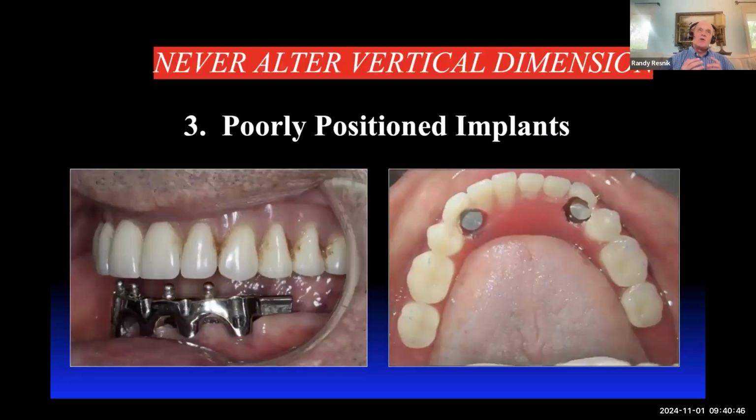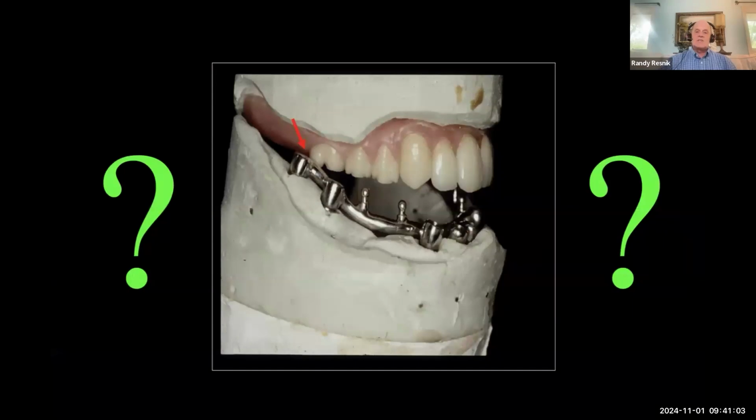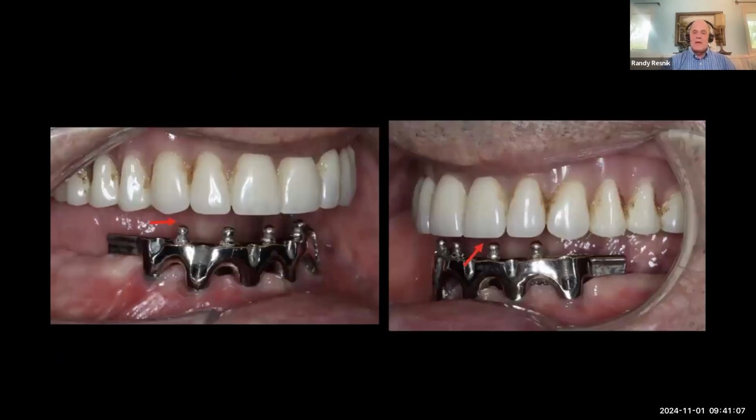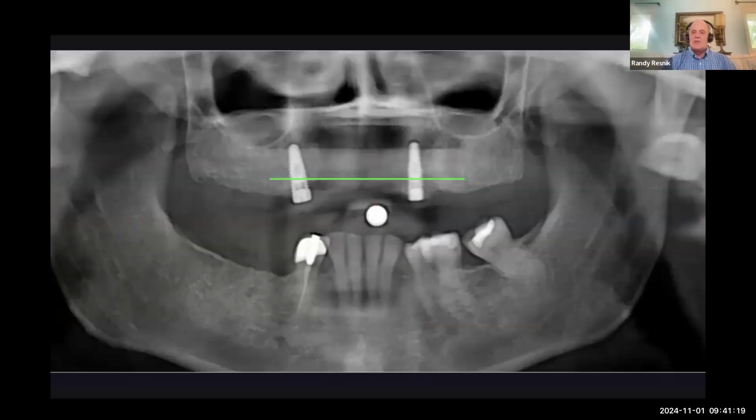And the third is the most common that I see, and hear it from the labs. Okay, doc, you placed implants. We're trying to fit in a prosthesis over this bar or attachments. There's not enough space. We have to open their vertical, just like that, or something like this, or another one like this. So what you want to do is, before the implants are placed and before a bar or the prosthesis is placed, determine if there is actual room to do that.